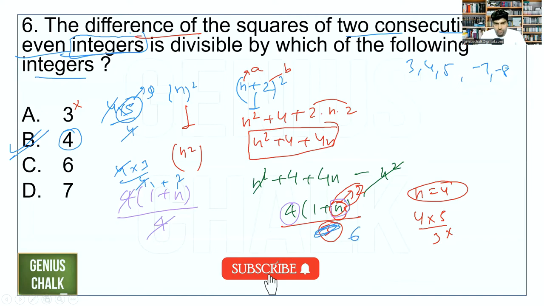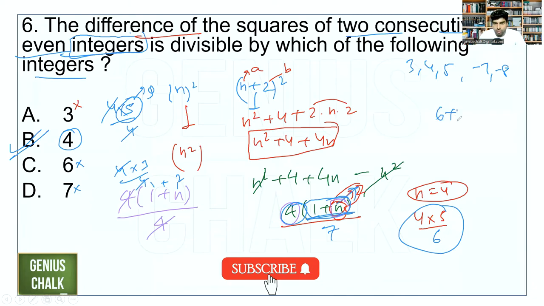Instead of 3, it is 6. If you put in the value, you'll get 3 here again, so instead of 3 you'll get 6. So again, you can see that it is not cancelable. With 7 also, you can see clearly that there is no multiple of 7 in the denominator. That is only possible when you take n as 6.